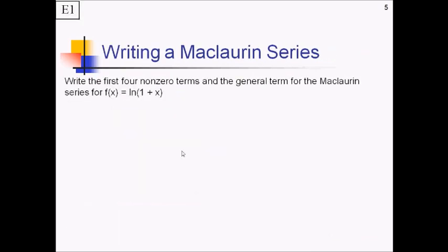At this point, we're going to write the first four non-zero terms and the general term for a Maclaurin series for ln of 1 plus x. Now, if you haven't already written out the Maclaurin formula somewhere else, I'm going to write it out here. I mean, you already wrote it before, but if you're just doing this somewhere else, I would write this out first. It's very helpful for figuring out where things go.